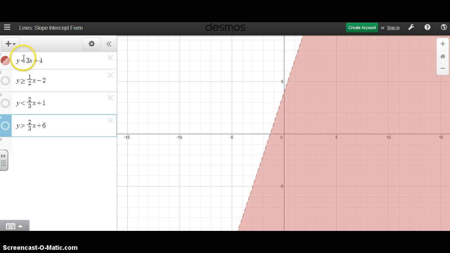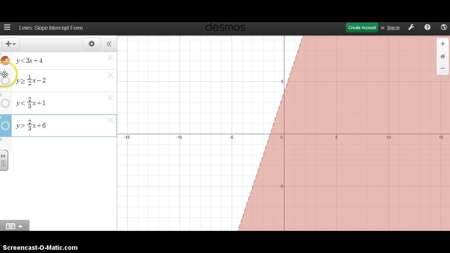Since it doesn't have an equal to, it means it's going to be dashed. And since it's less than, that tells you where you're going to shade. If it's less than, think of someone that's less than your height. If they're less than your height, they're below you. So that's why, of this line over here, we shaded below the line. All this stuff here is below.